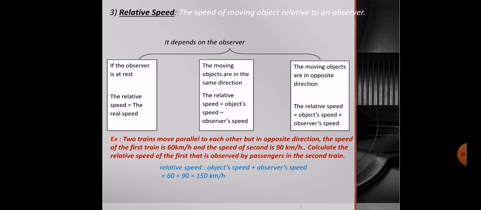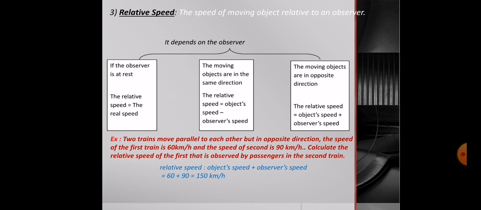But if the moving objects are in the same direction, it means the observer moves with the moving object in the same direction. In this case, relative speed equals the speed of the object minus the observer speed, or the speed of the observer.